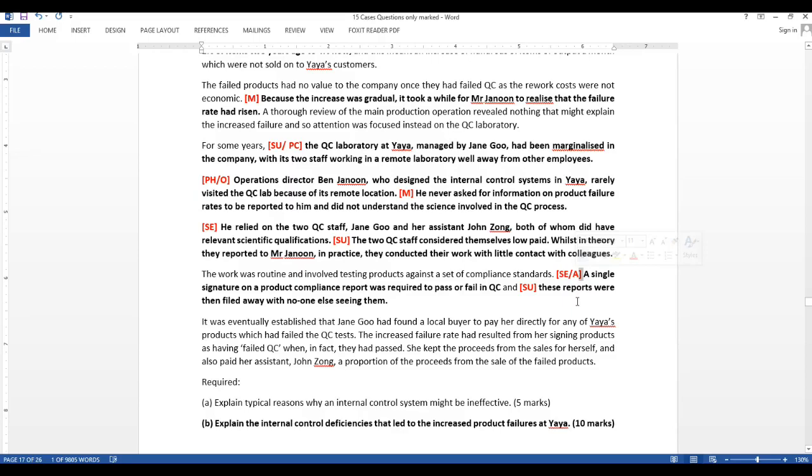So who is authorizing it, and on what basis are they doing it? That doesn't seem to be the right demarcation of work. And the next is, these reports were then filed away with no one else seeing them. So again, there's a supervision problem. These reports have to be sent to the management. So again, there's a management control problem here. So the supervision problem and the management problem seem to be the problems.